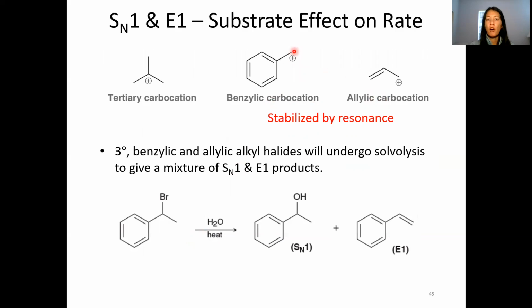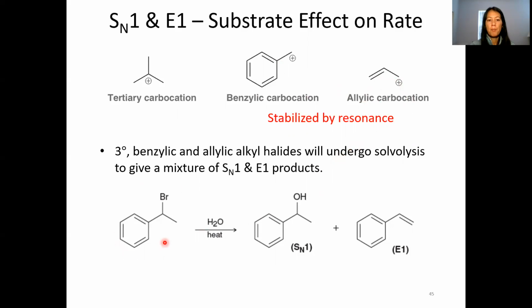So a benzyl group is a carbon attached to a benzene ring. If you have a plus charge here, you can envision this pi bond moving, like opening the pages of a book, stabilizing that carbocation, delocalizing electron density, or rather this positive charge, throughout the ring. Same thing with allylic. So these three types will undergo solvolysis, and you could get a mixture of SN1 and E1 products. Sometimes you're not going to be able to predict even how much of one is going to occur over the other.